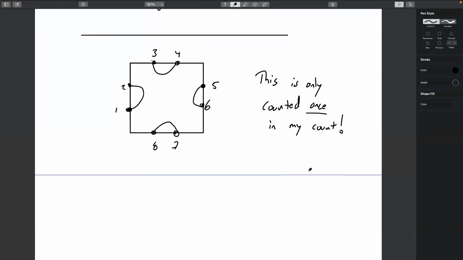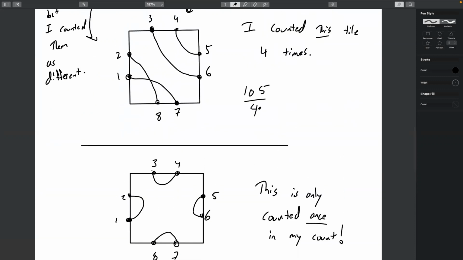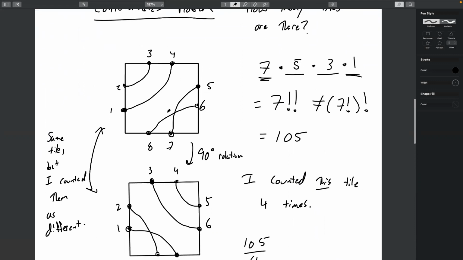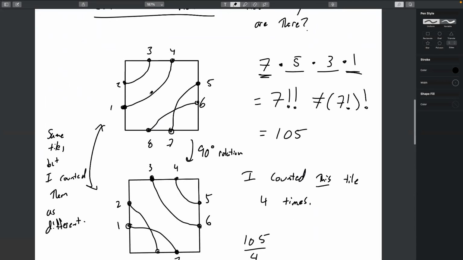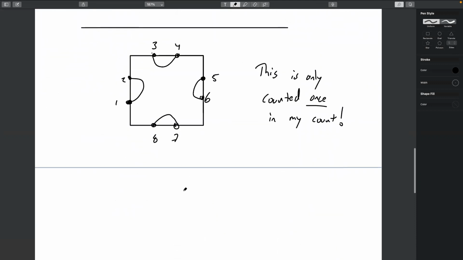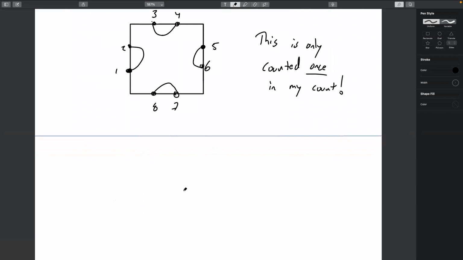Okay, so we need to account for these symmetries. The naive idea was just to divide by 4. But when I divide by 4, this thing should count for 1, but it's only counting as a quarter, right? This thing should have counted for a quarter because there's 4 of them. But this guy, I'm counting it as a quarter. It should really count for 1. So let's see if we could make an accurate count that uses the idea of symmetry to get that count accurately.